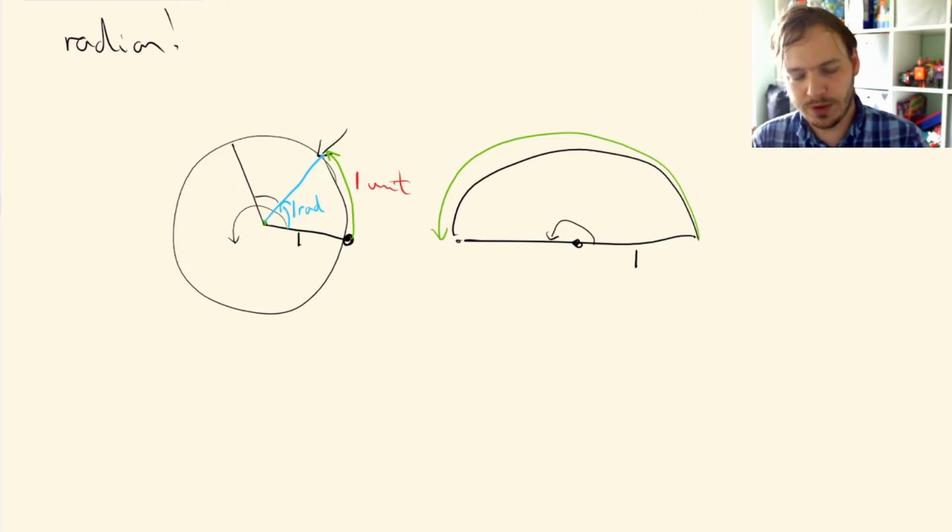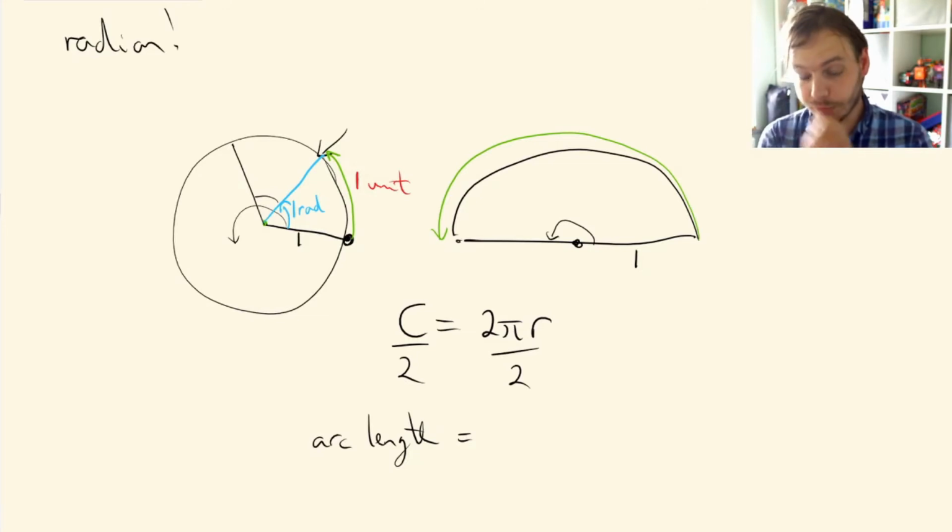Well, we know that circumference is 2 times pi times the radius. Well, that's a semicircle, so actually I want to divide that by 2. So my arc length is 2 pi r divided by 2. Also the 2's cancel, so it's pi r, but r is 1, so it's pi. So if I were to turn a half turn, I would be turning through pi radians.